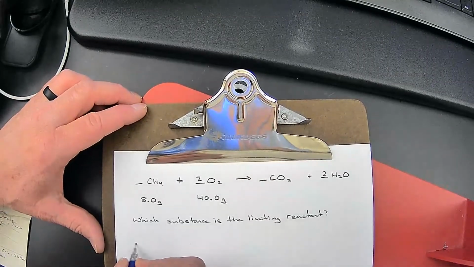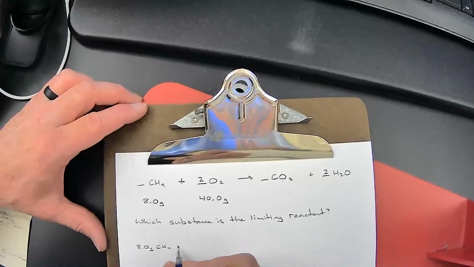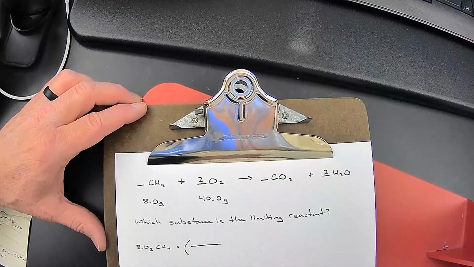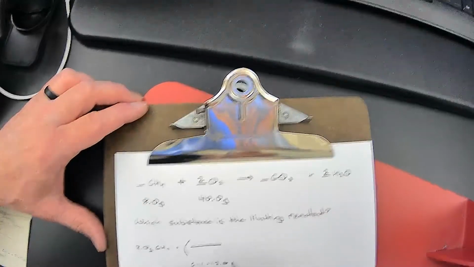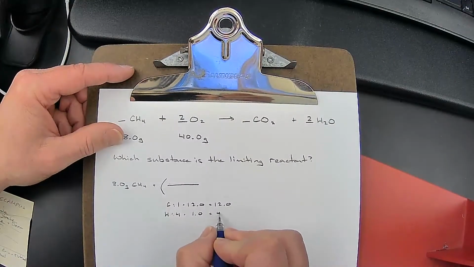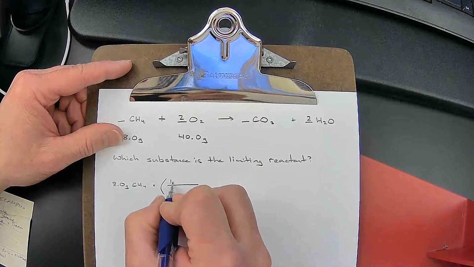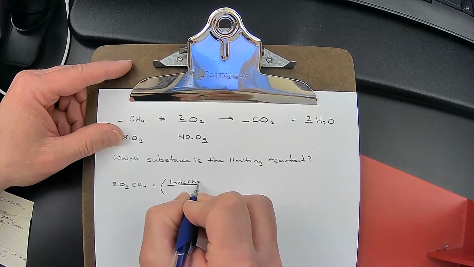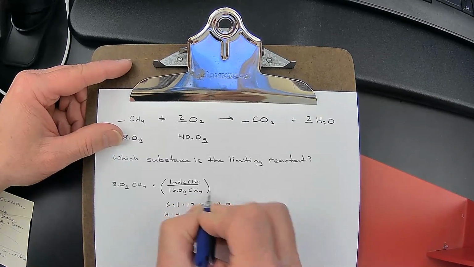So I'm going to start with 8 grams of CH4, and I'm going to make an empty fraction and do the molar mass of CH4. The molar mass of CH4 is 1 times 12.0, and then there are 4 hydrogens times 1.0. That gives me 12 as well as 4, a total of 16.0 grams. What that means is 1 mole of CH4 is equivalent to 16 grams of CH4.